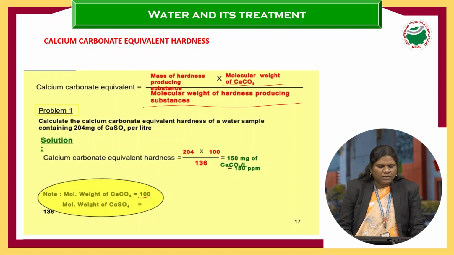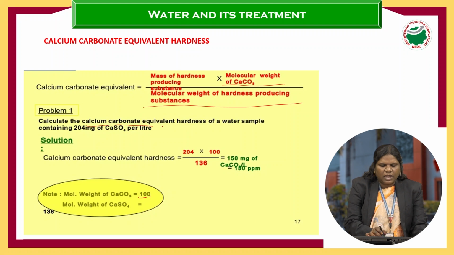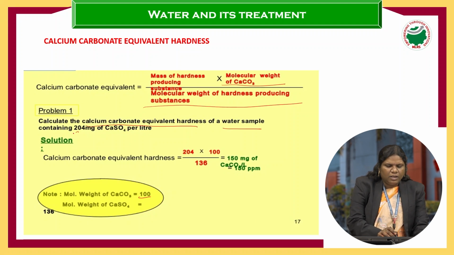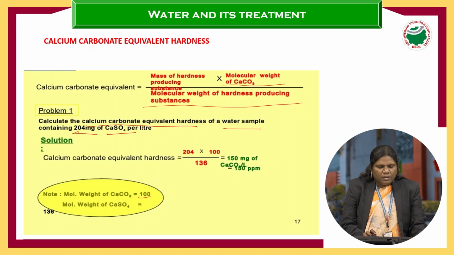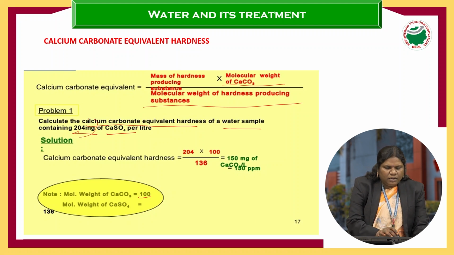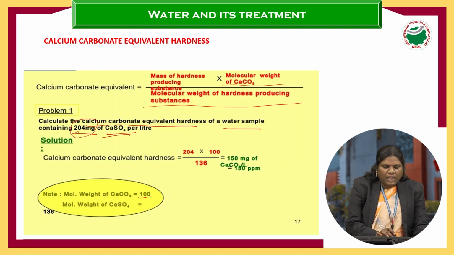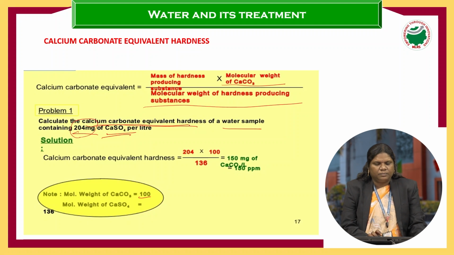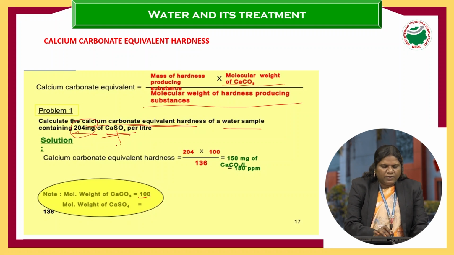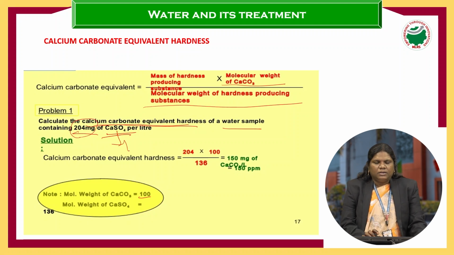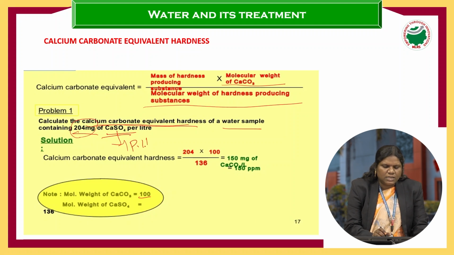Here we can understand it by seeing a simple problem. Calculate the calcium carbonate equivalent hardness of a water sample containing 204 milligrams of calcium sulfate per liter. That means a water sample containing 204 milligrams of calcium sulfate per liter of water. They are asking to calculate the calcium carbonate equivalent hardness. The calcium sulfate is which type of hardness causing salt? It is a permanent hardness causing salt.